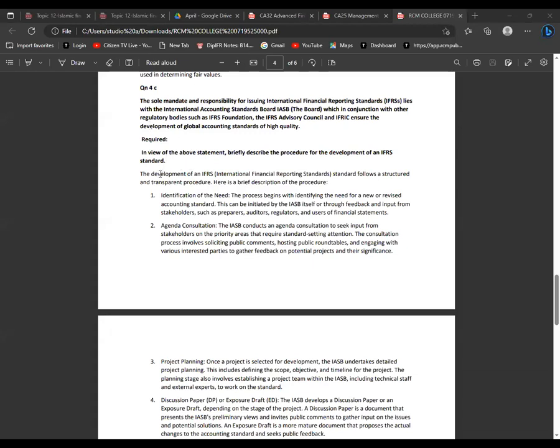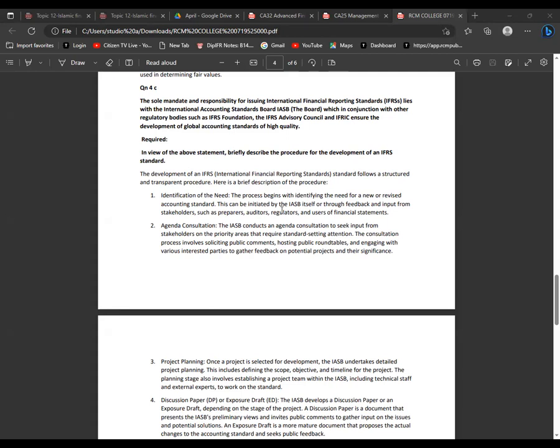The development of IFRS, International Financial Reporting Standards, follows a structured and transparent procedure. Number one, identification of the need. The process begins with identifying the need for a new or revised accounting standard. This can be initiated by the IASB itself or through feedback and input from stakeholders such as preparers, auditors, regulators, and users of financial statements.